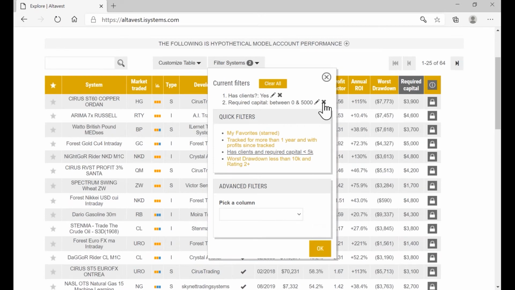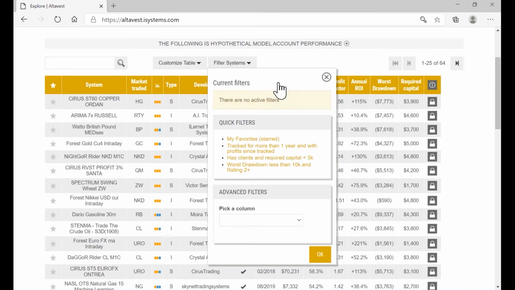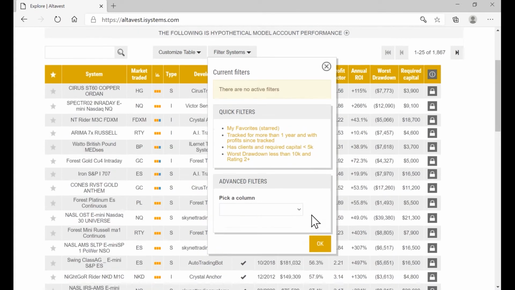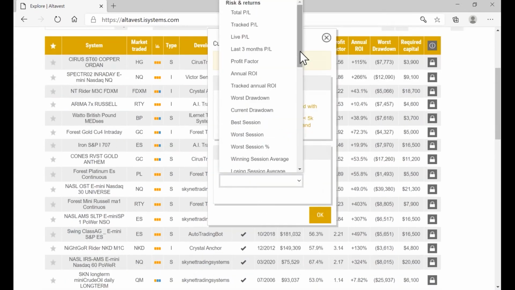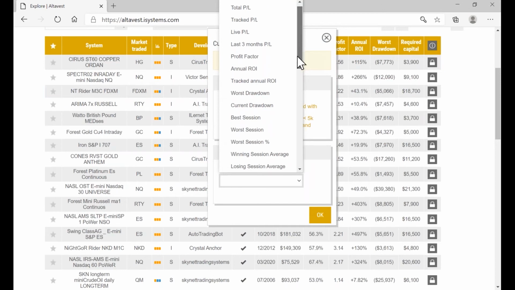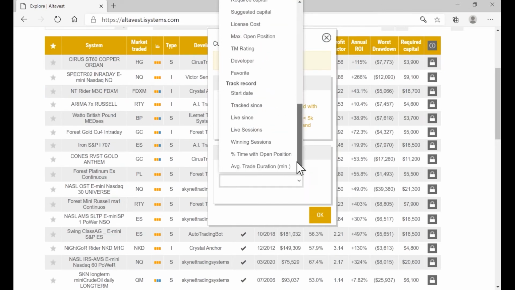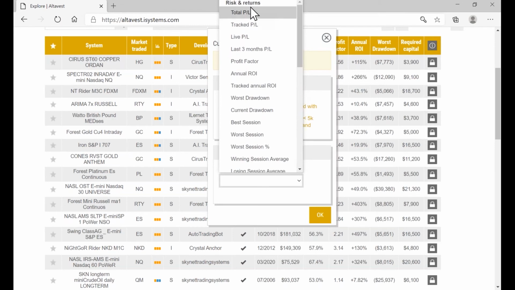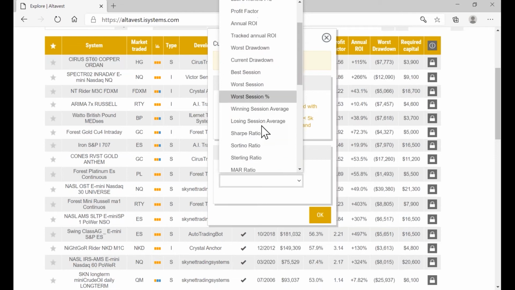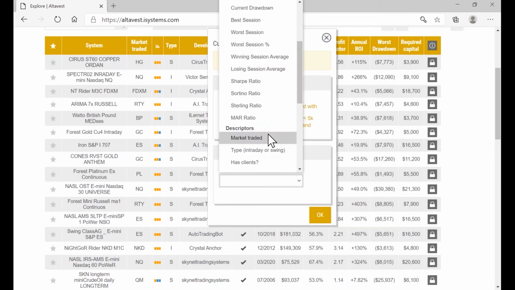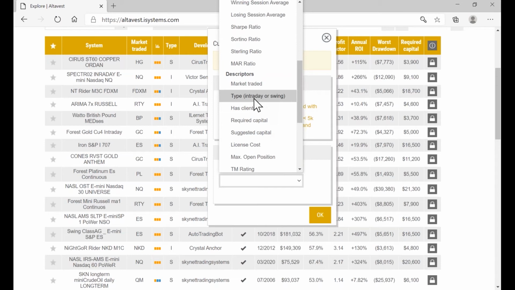And you could then delete or clear all that filter, or you can customize using an advanced filter. So you can see all the criteria available here. So, you know, total profit and loss, live profit and loss, annualized ROI, best session, worst session, or maybe you want to look at a particular market or an intraday or a swing system. There are two types of systems, intraday and swing, available on the platform.